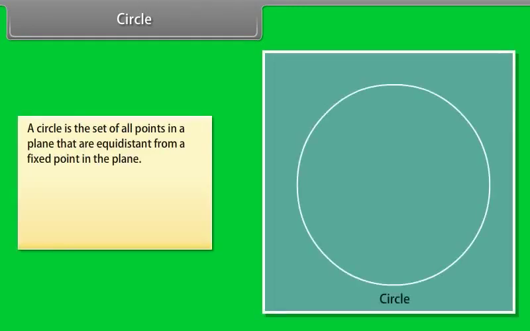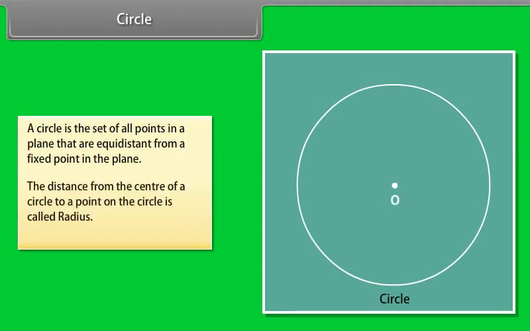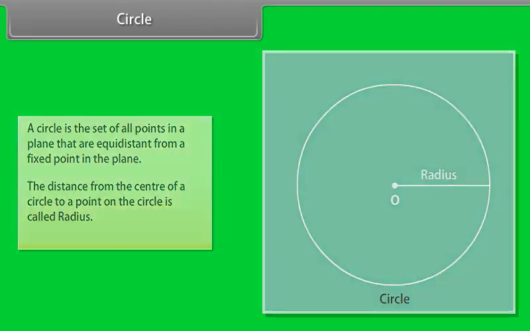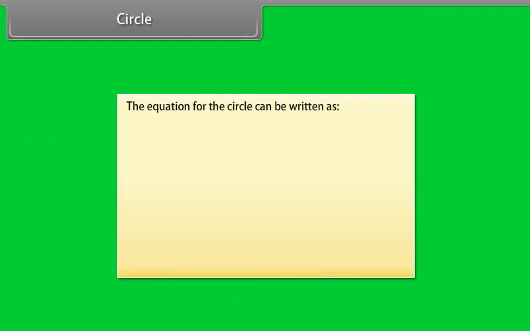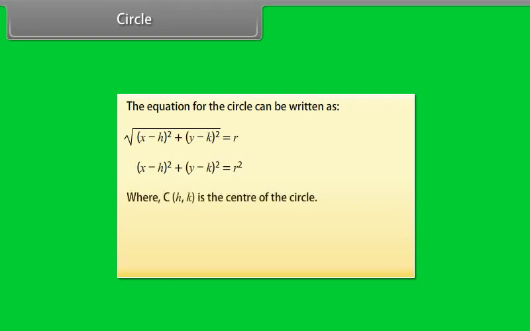Circle. A circle is the set of all points in a plane that are equidistant from a fixed point in the plane. The distance from the center of a circle to a point on the circle is called the radius. The equation for the circle can be written as (x − h)² + (y − k)² = r², where (h, k) is the center of the circle, r is the radius of the circle, and A(x, y) is a point on the circle.